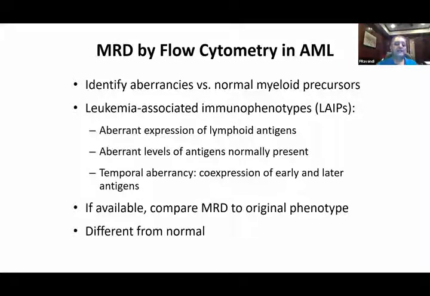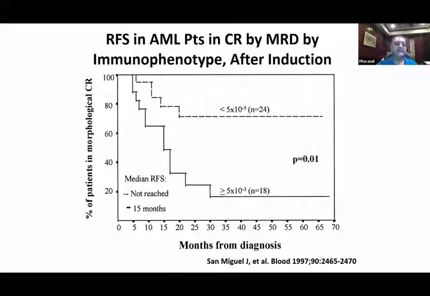Nowadays, many centers use compared-to-normal assays. So they look at the cells that are remaining in the bone marrow and compare their antigenic expression to normal. But you can actually use a combination of leukemia-associated immunophenotype and compared-to-normal assay. This is not a new thing.